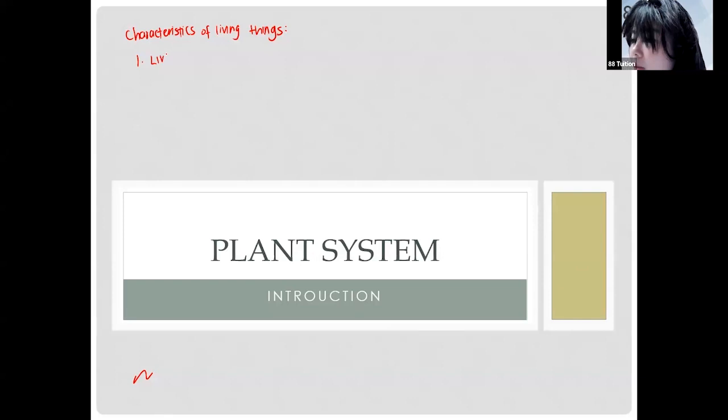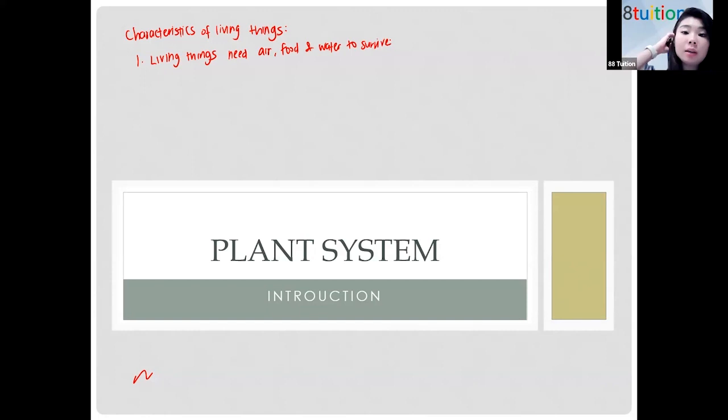Living things, all of them need 3 things to survive: they need air, food, and water to survive. Without any of these 3, they will die. So, living things can die, as I mentioned. Without air, food, and water, they will die. Of course, they will also die due to sickness, due to injury, or old age.